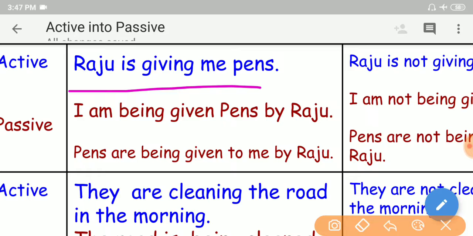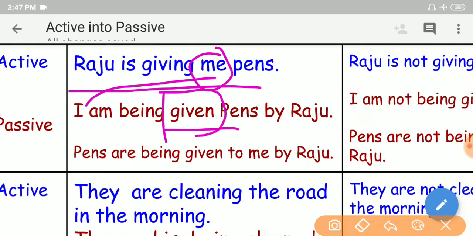Raju is giving me pens. I am being given pens by Raju. So here why we use I instead of me? Because subject case of me is I. That means if we want to use me before the verb, these are the verbs, before the verb, if we want to use me, we must change it into I. So that's why me changes into I.